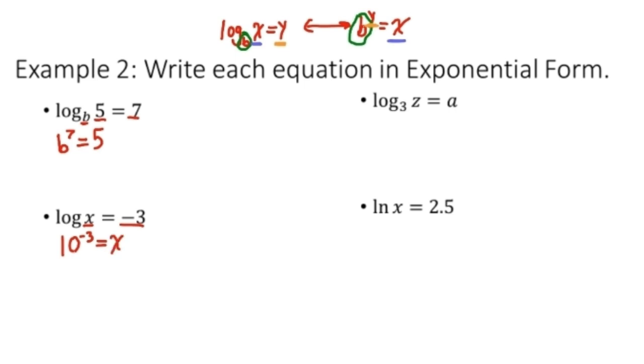Next, we have log base 3 of z equals a. Our base is 3. The input in our exponential form is the output of our logarithmic form, which is a. And the output of 3 to the a would be the input in our logarithmic form, which is z. So log base 3 of z equals a is equivalent to 3 to the a equals z.